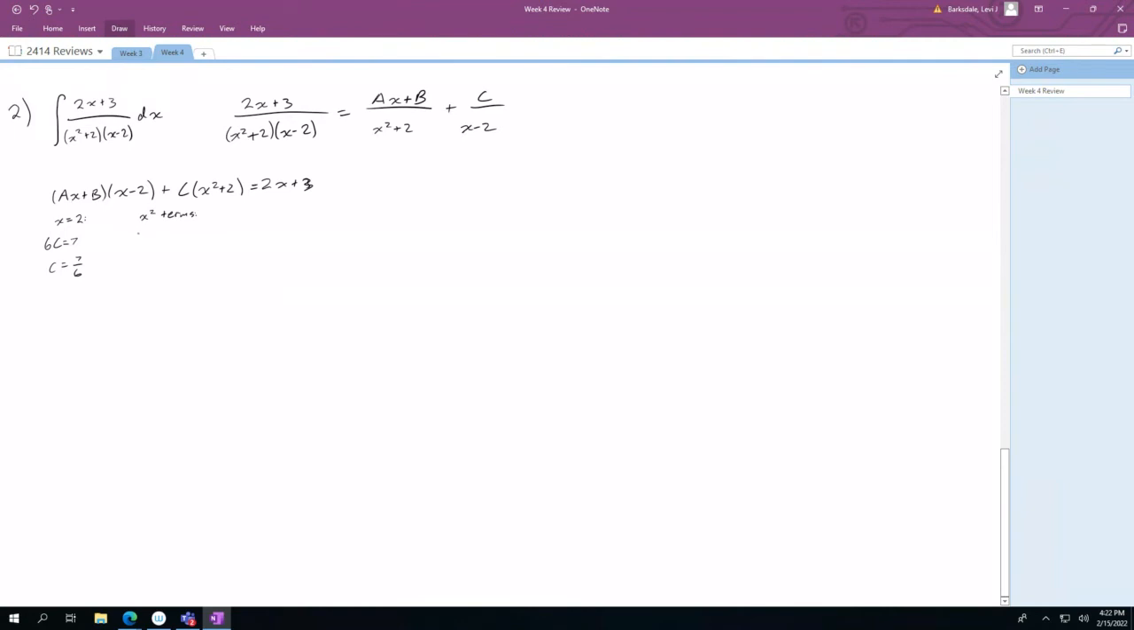Okay. Now, if we look at just the x squared terms, I have an x squared term from A times x, and I have a Cx squared term, and that gets me no x squared terms on the other side. So A plus C is equal to 0. So A is equal to negative C. So A is equal to negative 7 over 6.